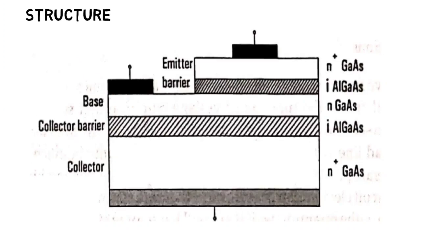Here the barrier is intrinsic aluminum gallium arsenide. That's because, in order to reduce the scattering and reflection of electrons during the tunneling effect, we use the intrinsic type. Then the collector region is again made up of gallium arsenide, a narrow bandgap semiconductor. So between the base and collector there will again be a barrier, which is again intrinsic aluminum gallium arsenide.